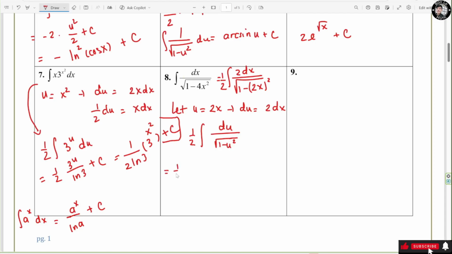So it could be 1/2 sine u, but u equals 2s, right? So I have 2s plus c. This one is the final answer, right?